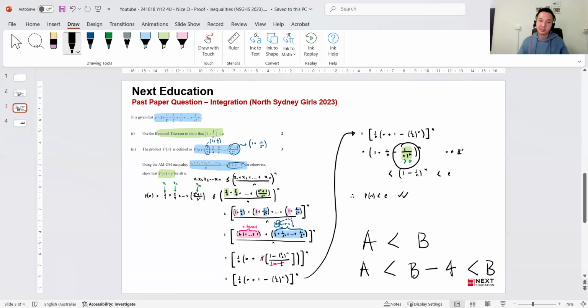So guys, interesting concept, but that's how you apply it. A little bit of algebra, a little bit of inequalities.